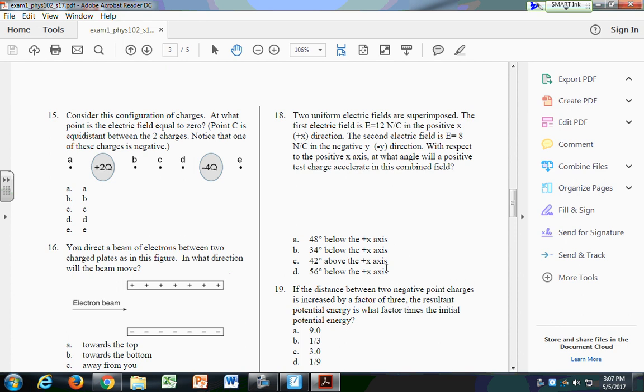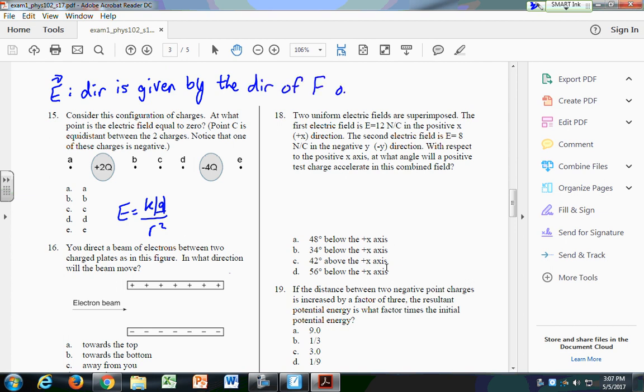So here I want to know, where is the electric field equal to zero? The electric field is dependent upon the charge and the distance. And remember, this is absolute value when I'm calculating it. But here I'm not calculating it. I'm just asking, what is the direction of the electric field? The direction of the electric field is given by the direction of the force on a positive particle.